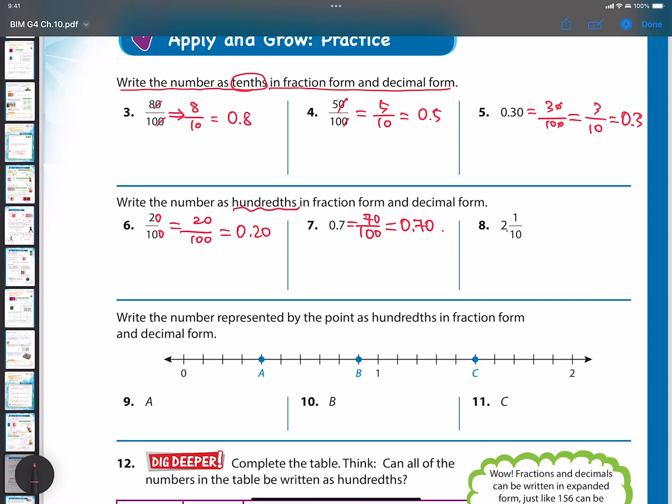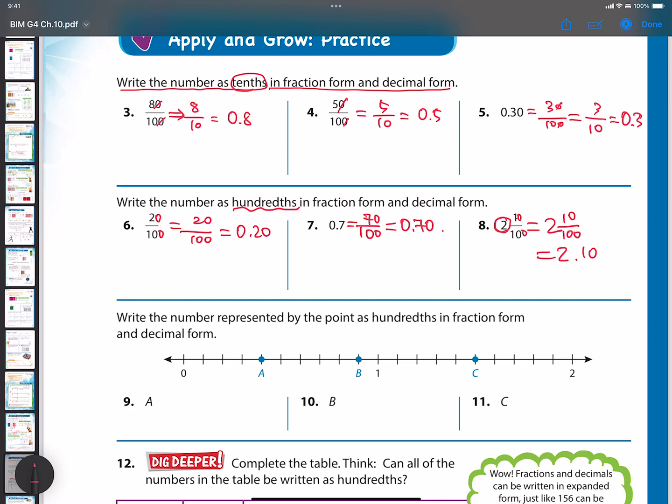Now here, we are not going to touch the whole number part, but we are just going to add zeros into this, because we know 1 times 10 is 10, 10 times 10 is 100. So in fraction form, 2 and 10 hundredths. In decimal form, going backward 2 times, boom, boom, and then we have 2 ones, and then 10.